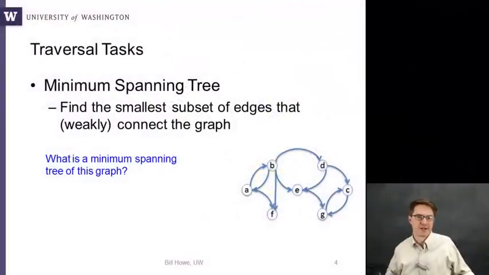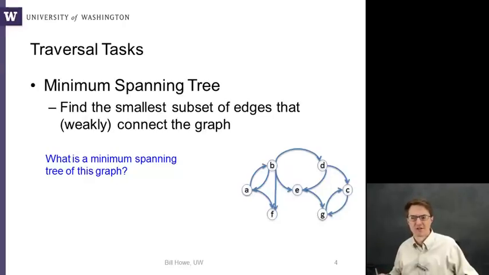So we talked about structural analytics tasks as broken down by this paper in 2012. What are some examples of traversal tasks? So one is to find the minimum spanning tree of a graph. And so that is the smallest subset of edges that connect the graph by some notion of connectivity. So if we ignore directionality, we can talk about weakly connected graphs. So what is the minimum spanning tree of this graph?